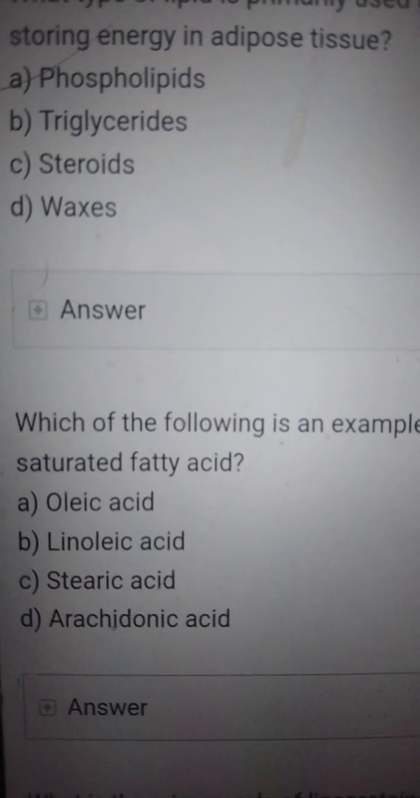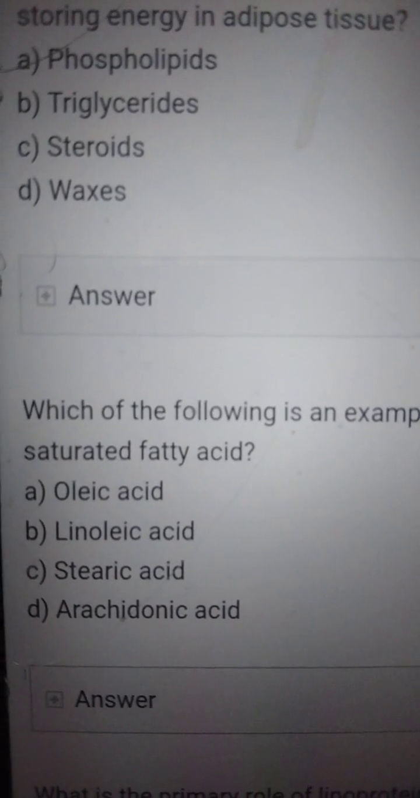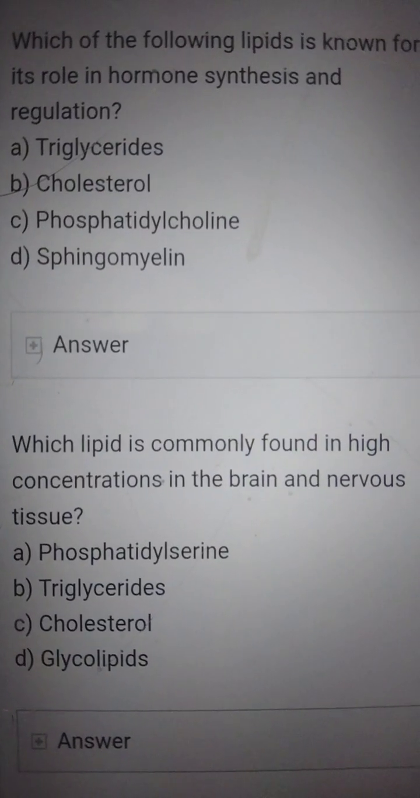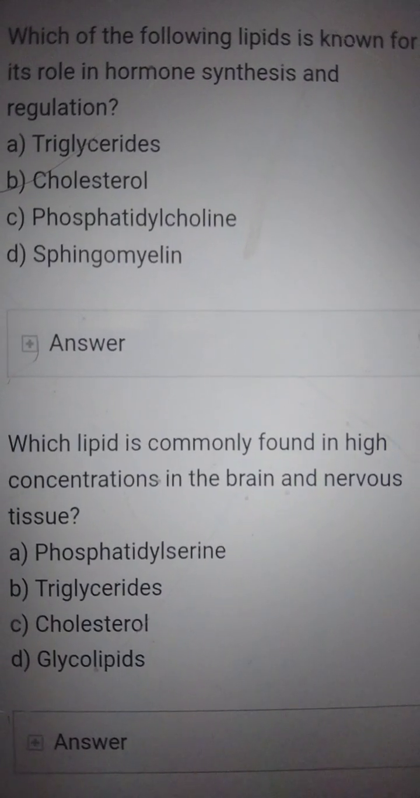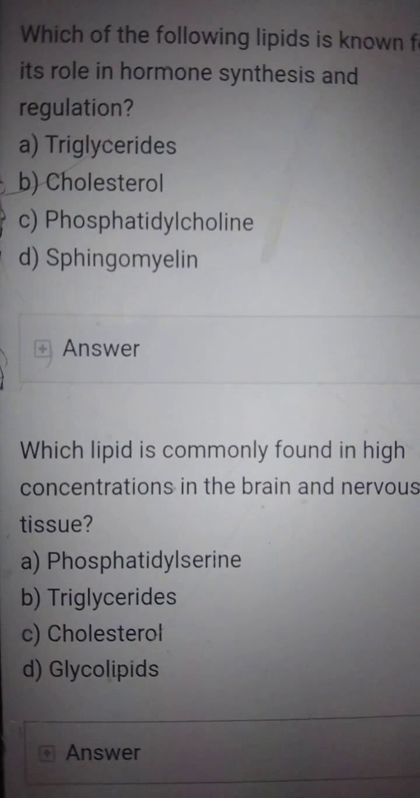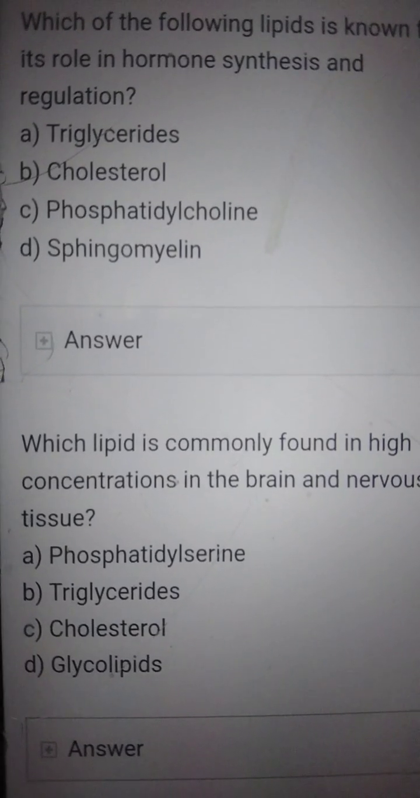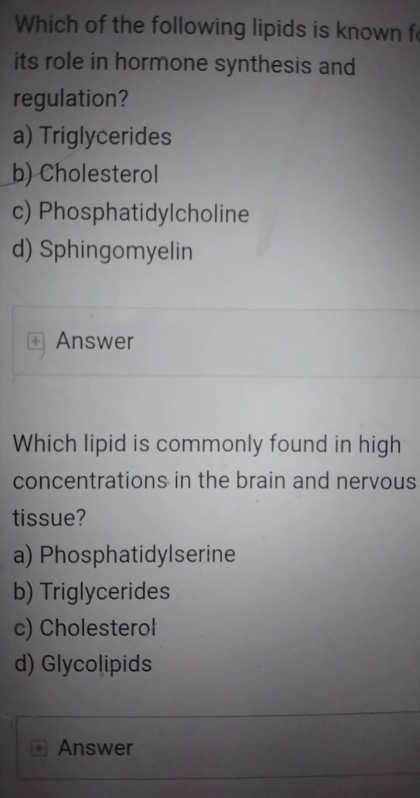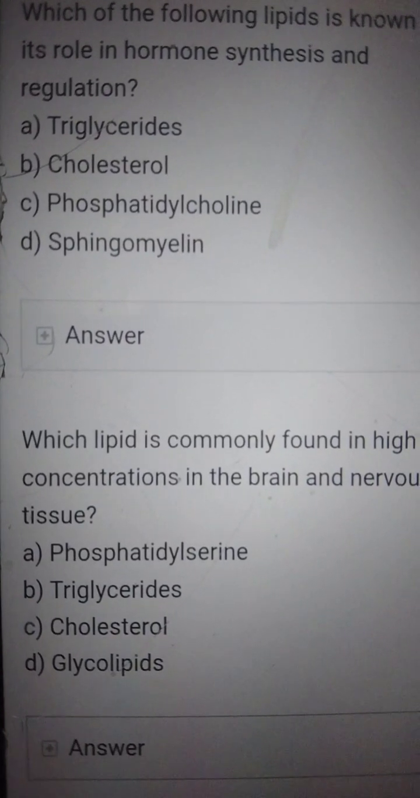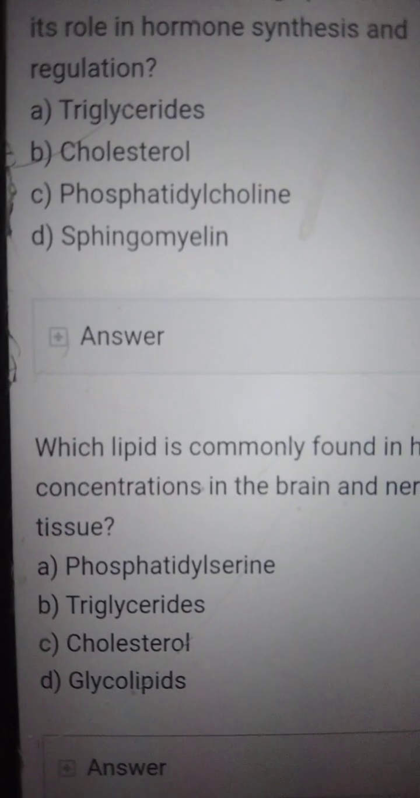Which of the following is an example of saturated fatty acids? Oleic acid, linolenic, stearic, or arachidonic acid. The correct answer is stearic acid. Which of the following lipids is known for its role in hormone synthesis? Triglycerol, cholesterol, phosphatidylcholine, or phosphatidylethanolamine? And which lipid is commonly found in high concentration in the brain and nervous tissue? Phosphatidylcholine, triglyceride, cholesterol, glycolipid. The answer is glycolipids.